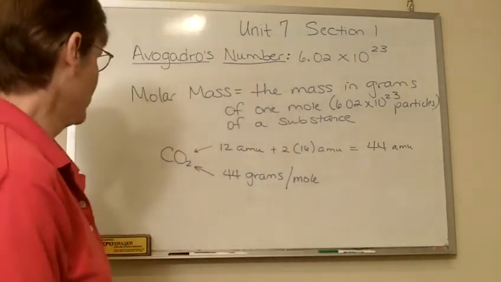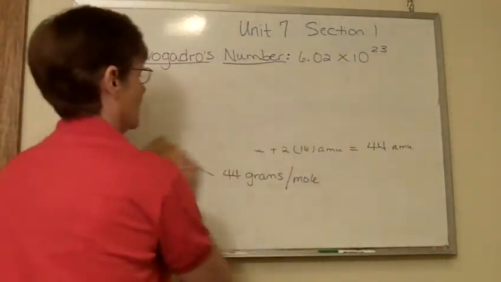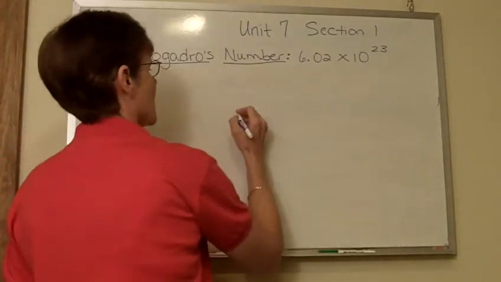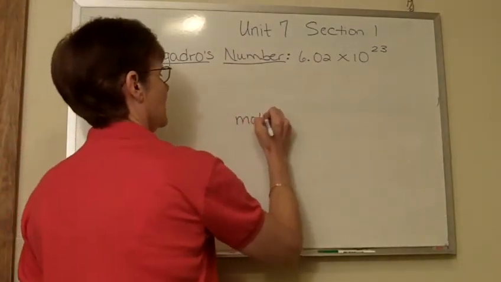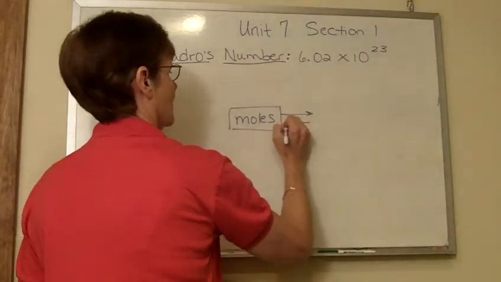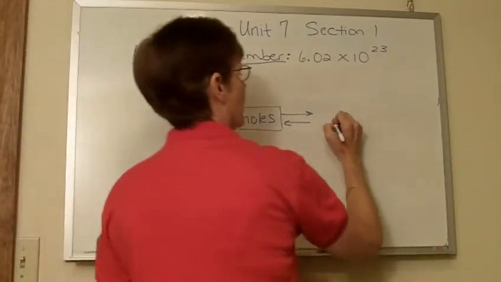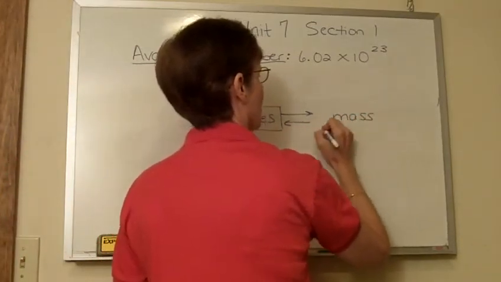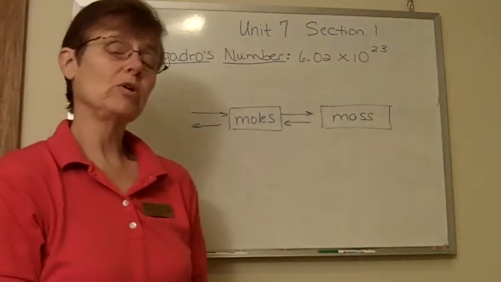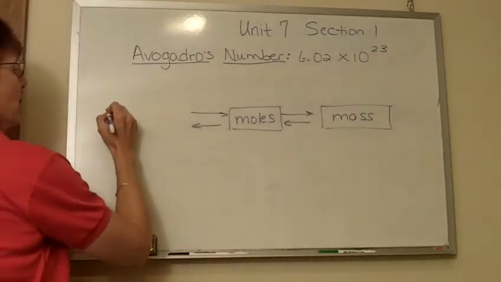So let's say that we want to get back and forth a little bit. I'm going to give you a little chart here. It will always come back to moles. We want to get to the mass sometimes. Sometimes we know the number of moles and we want to get to the mass. Sometimes we know the mass and we want to get to the number of moles. Sometimes we want the number of particles.